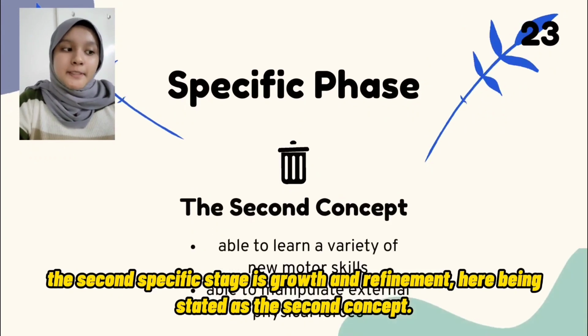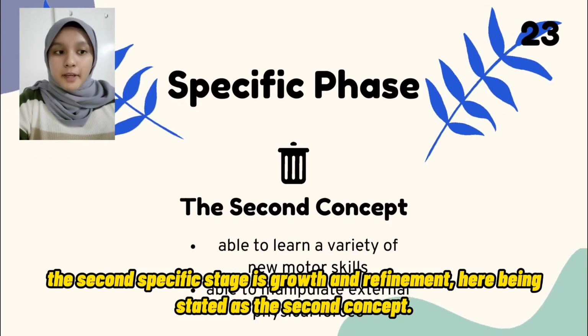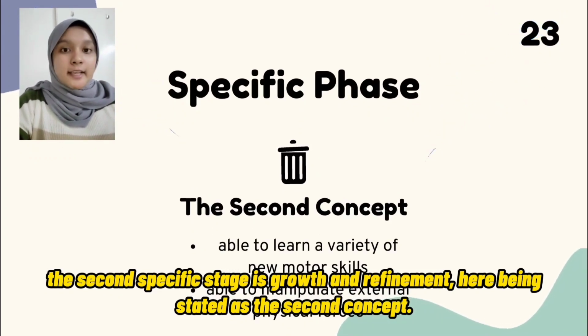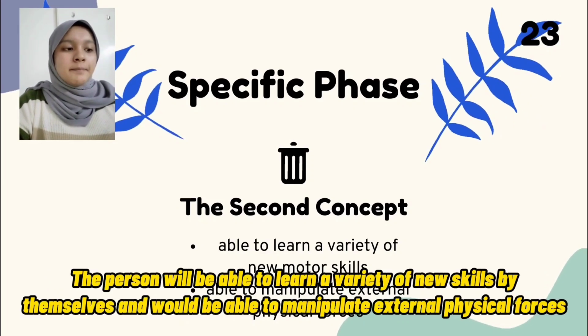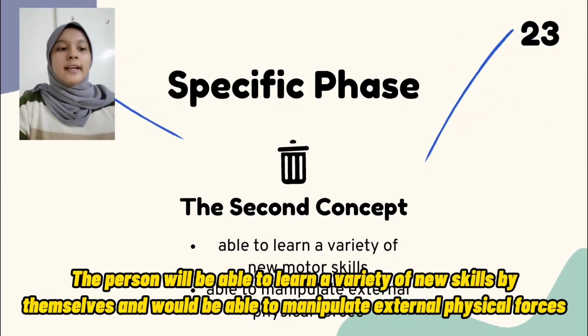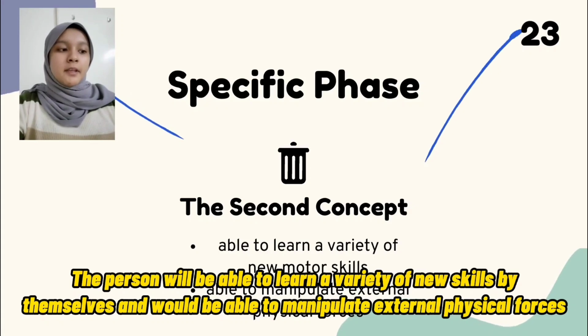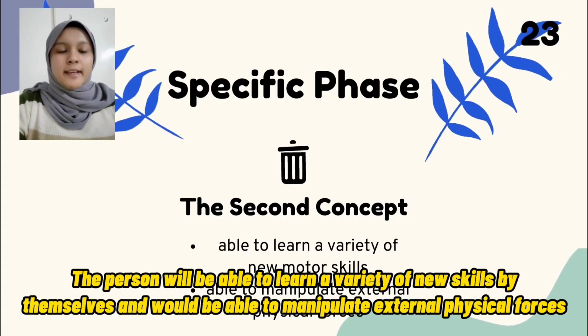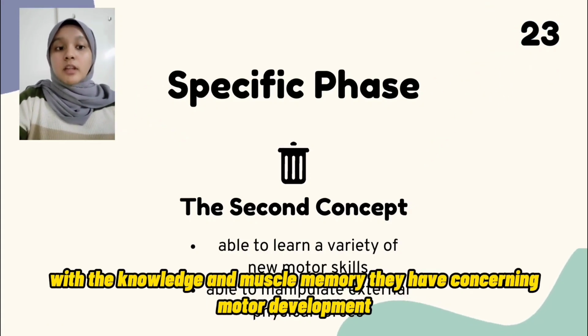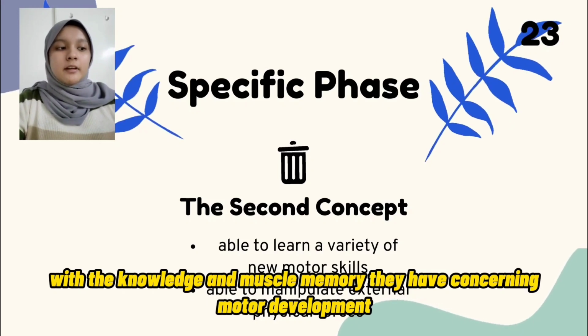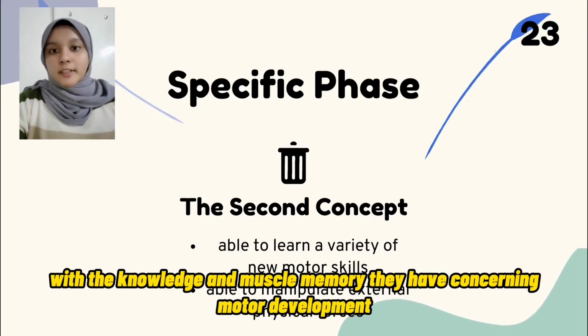The second specific stage is growth and refinement, here being stated as the second concept. The person will be able to learn a variety of new skills by themselves and will be able to manipulate external physical force with the knowledge and muscle memory they have concerning motor development.